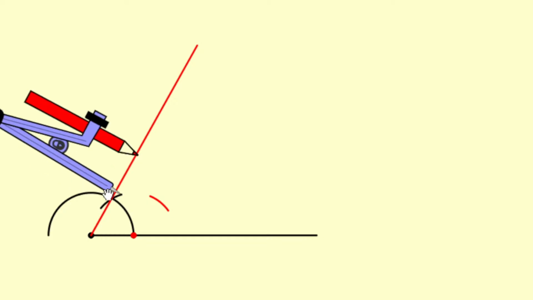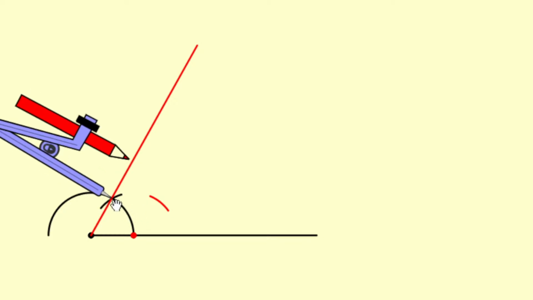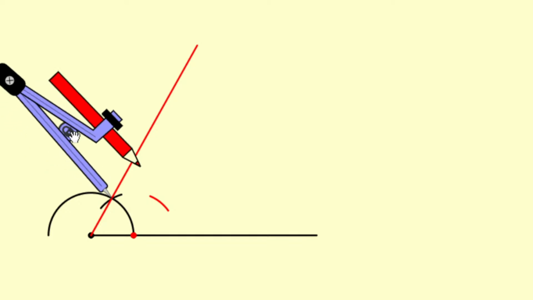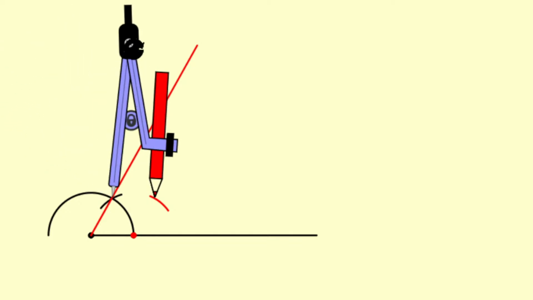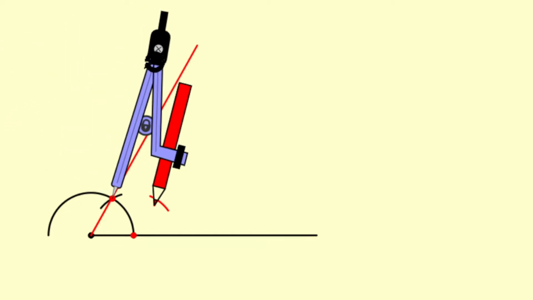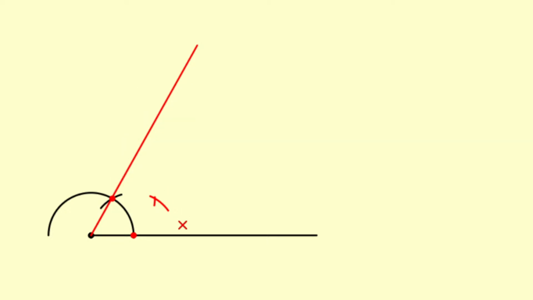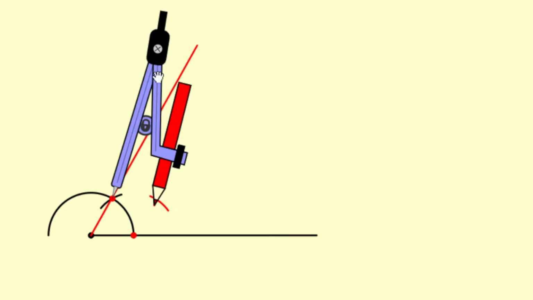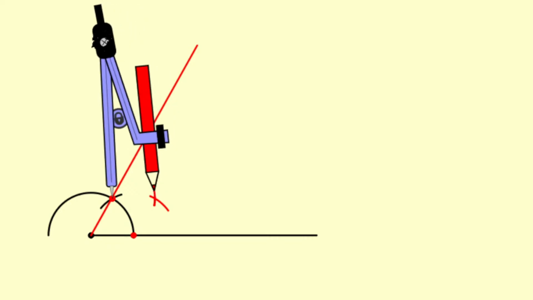Now keep your compass at the other end point of that angle. See, that angle has two end points. This is the angle. One arc I have drawn from one end point. Another arc I am going to draw from the other end point of the angle. And two arcs I have drawn. You can see these two arcs are intersecting each other at a point.